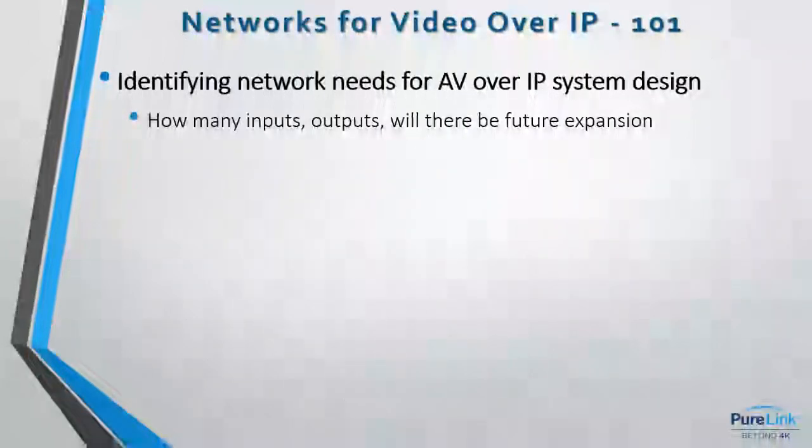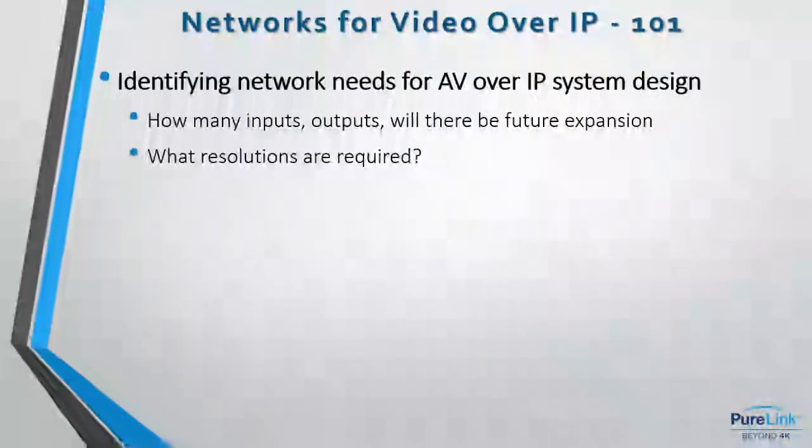So when you look at what is it you need to identify for an AV over IP system design of the network, a lot of it is not different than traditional designs. So we're going to go ahead and list them out. But there are some things that you do have to pay attention to. The first thing is how many inputs and outputs and what kind of expansion might there be. So that's probably pretty typical in your design practice.